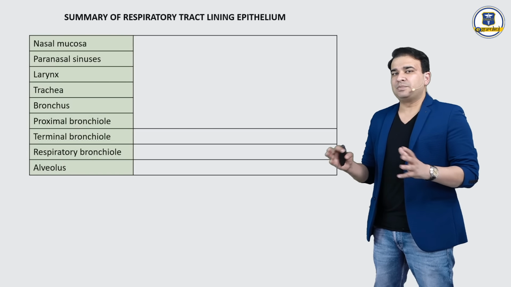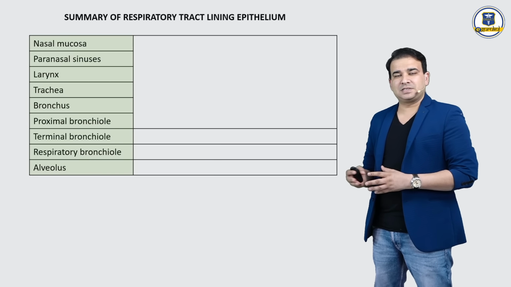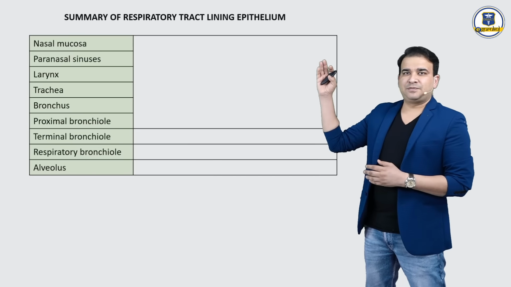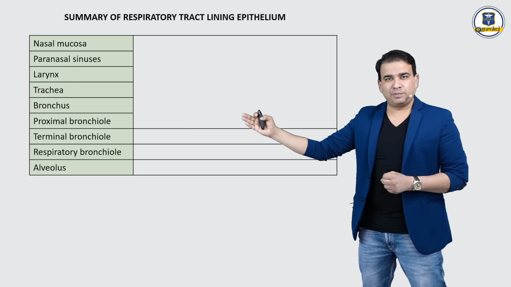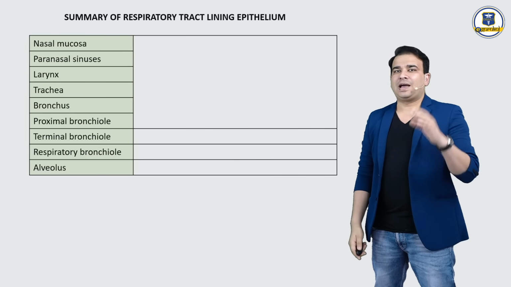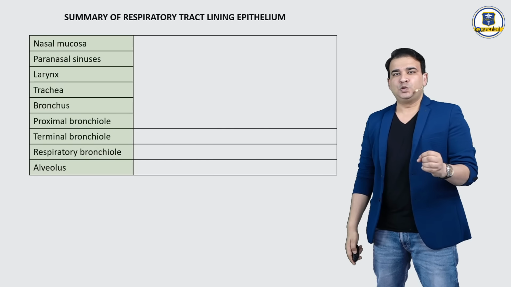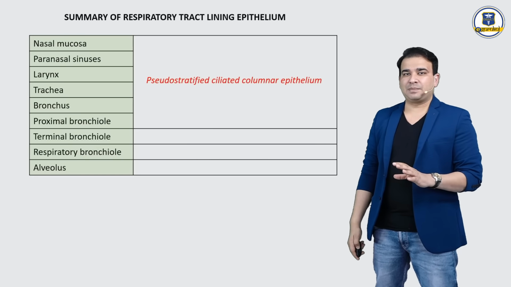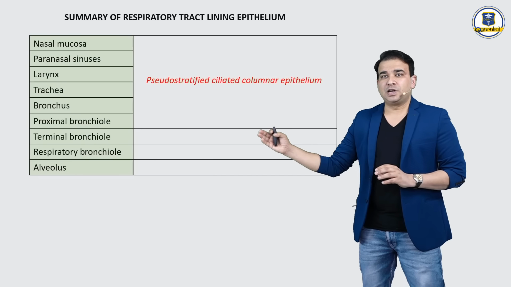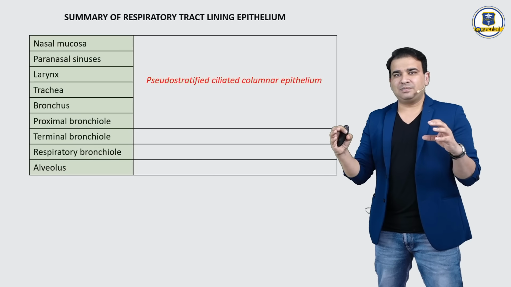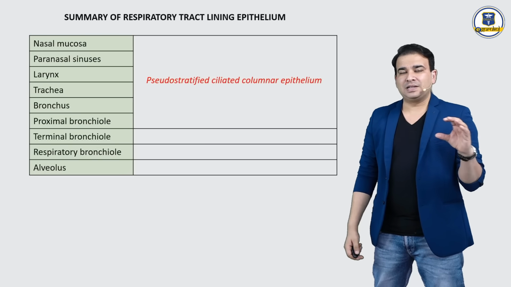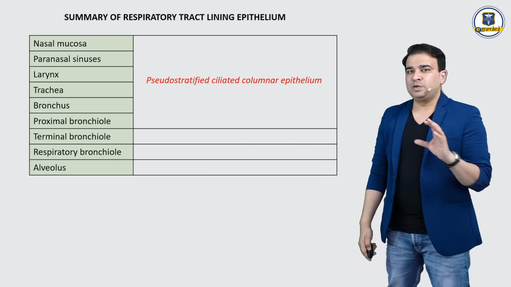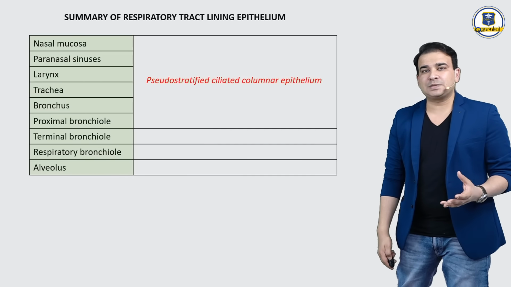So let us finally summarize the lining epithelium of the respiratory system. As we said, starting from the nasal mucosa all the way till the proximal part of the large bronchiole, we have the same epithelium, that is the pseudostratified ciliated columnar epithelium. In the terminal bronchiole, the epithelium does not have goblet cells, and the lining epithelium is more cuboidal. It's a ciliated cuboidal epithelium with no goblet cells. The goblet cells are replaced by the Clara cells.